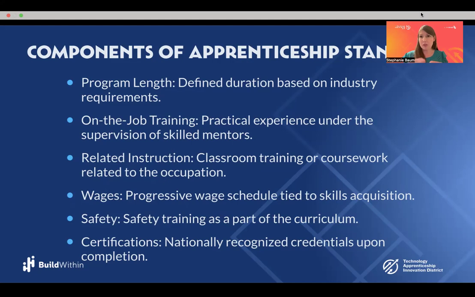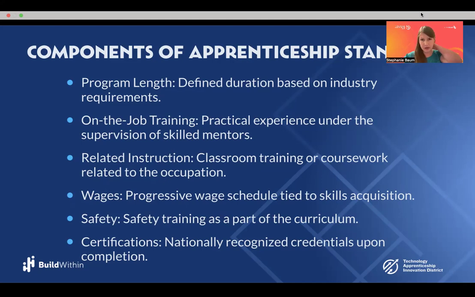Department of Labor will assist in determining the recommended length. BuildWithin can also assist in that. The programs are typically calculated in hours, so 2,000 to 8,000 hours. And 2,000 hours is typically about 1 year of work. So think about this as anywhere from a 1-year program for the apprentice up to 4 years.